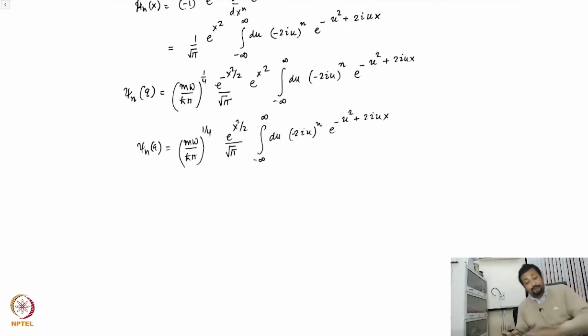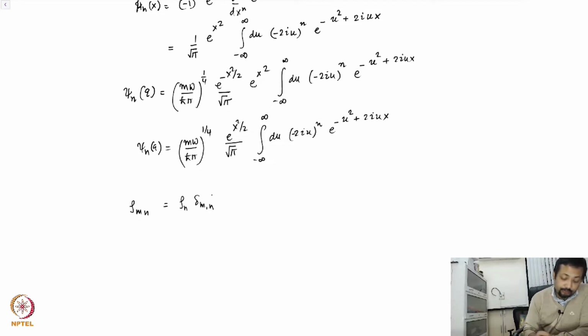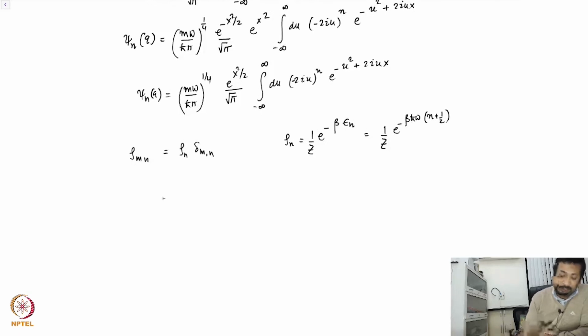Now, if you work in the energy basis, then of course your density matrix is very simple. Rho mn is rho n delta of mn, where rho n is going to be e to the power minus beta epsilon n over Z, and you have 1 over Z e to the power minus beta h bar omega (n plus half). If I now use that the trace of the density matrix must be 1, this implies the sum over n of 1 by Z e to the power minus beta h bar omega (n plus half) is going to be 1.